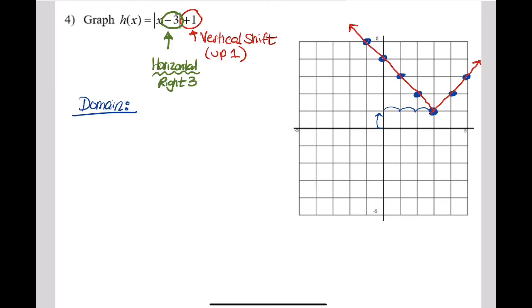Now the domain for this one is going to be all reals. All values of x are fair game for this one. And the range, well, this had a shift. It went up 1. So the range is going to be all values of y, f of x, that are greater than or equal to 1.